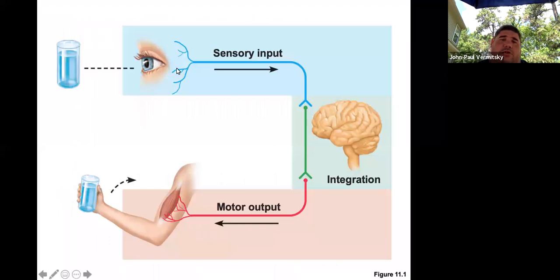So you want to take a drink of water. The sensory input is where is the glass of water, where am I in relationship to the glass of water? What muscles are currently contracted? Are they in a contracted state? Do I need to move certain muscles? So all that sensory information is being sent to the central nervous system, which will integrate it and then send out some signals for a motor output.